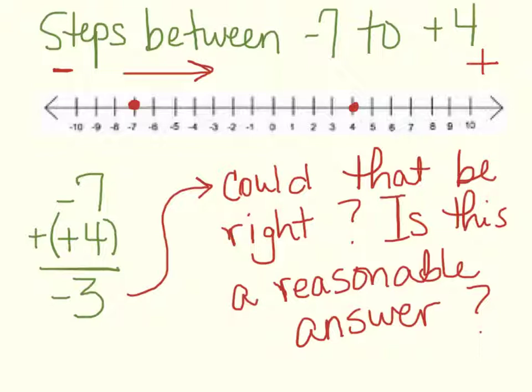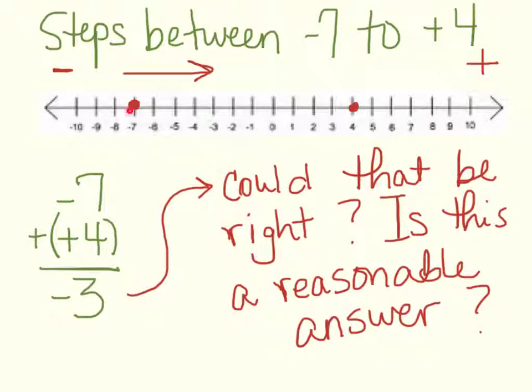Your first thought would be to create the equation -7 plus +4, like we see here. The answer would result in a -3 because we take the difference of the 7 and the 4 to get 3 and assign the sign of the larger number, which is negative. But if we really think about it, from -7 all the way to here, is -3 a reasonable answer of how many steps you're going to take?